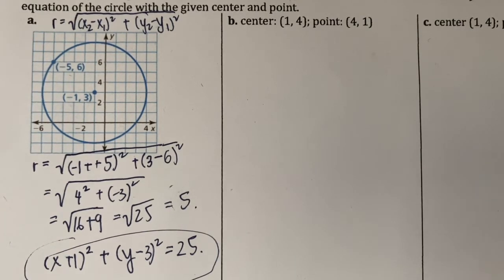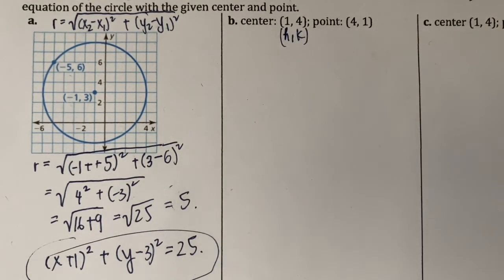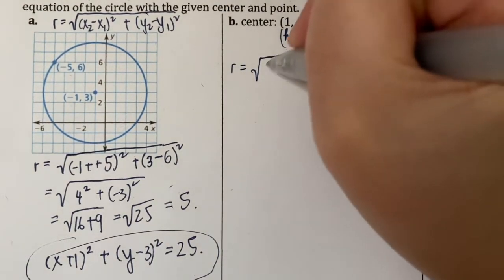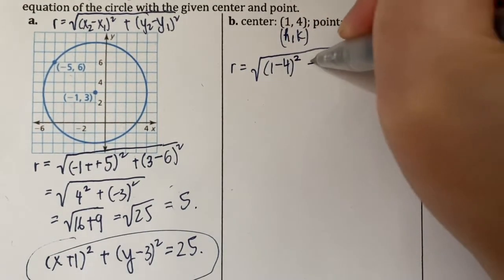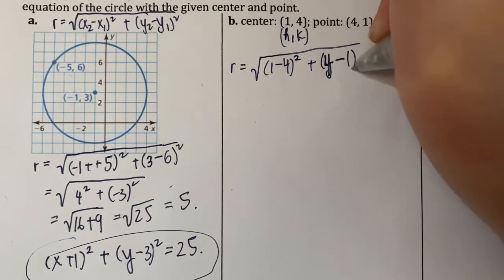For B, this time we have a center of (1, 4), and the point on the circle is (4, 1). Our h value is going to be 1, and our k value is going to be 4. We want to find the radius. So again, we're going to use the distance formula. Subtract the x values, 1 minus 4, and you square it. And you add it to the y values subtracted, 4 minus 1 squared.